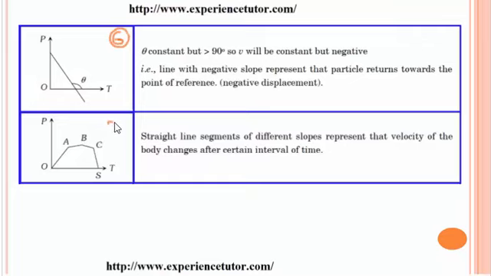In the next scenario, we can see straight line segments of different slopes, which represent that the velocity of a body changes after a certain interval of time.